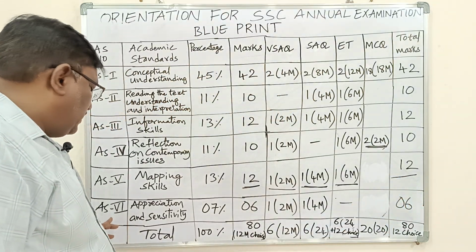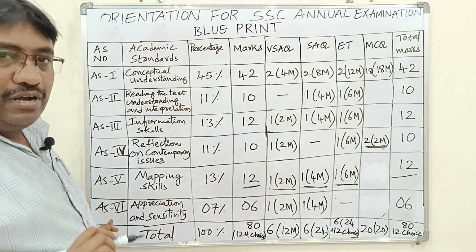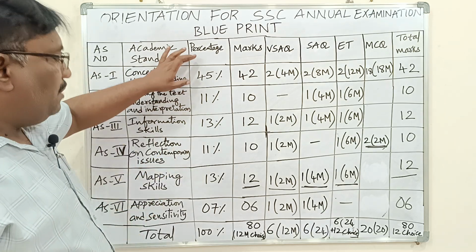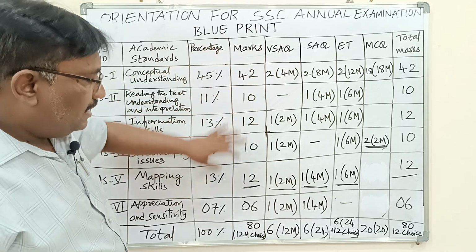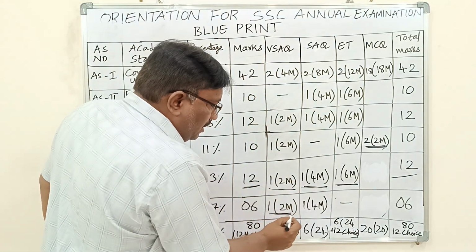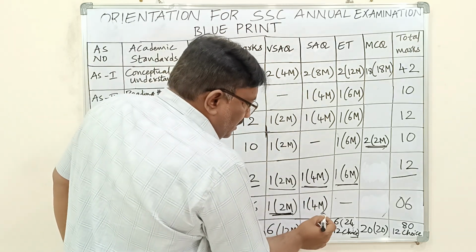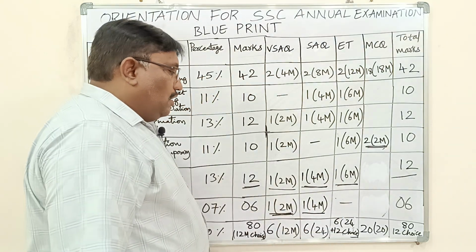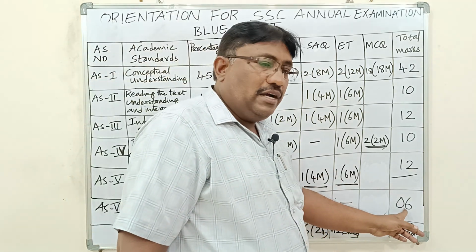Next, coming to the last academic standard, this is last but not least. This is also very, very important: appreciation and sensitivity, which is 7% and the marks are 6 marks. In this, we can expect 1 question from the very short answer type and 1 question from the short answer type, and no essay type questions will be asked from this academic standard. So overall it is 6 marks we can get.